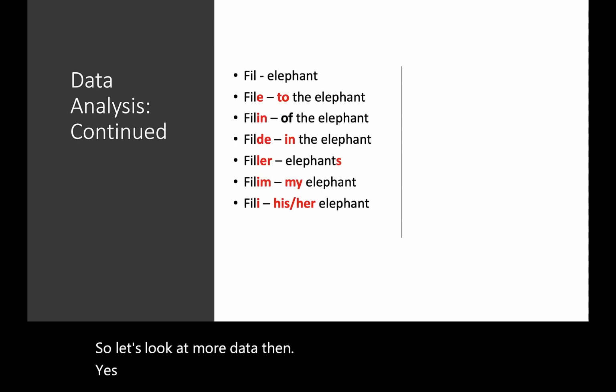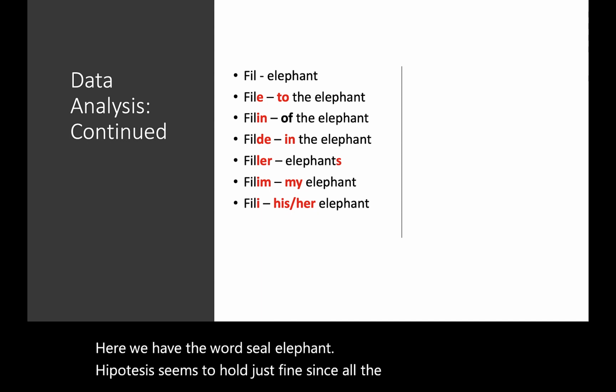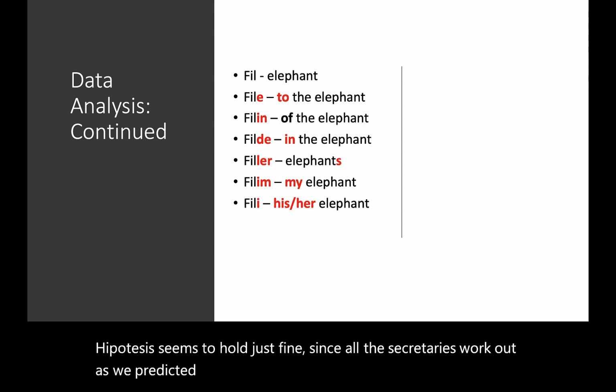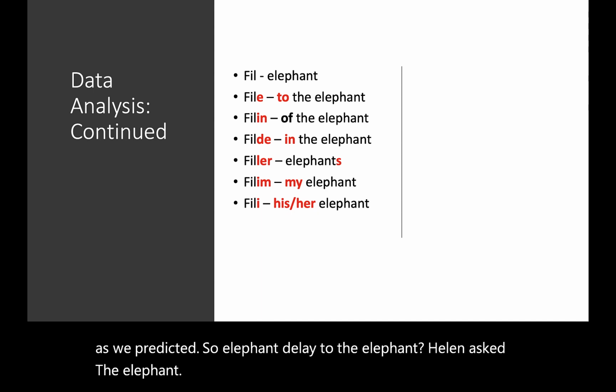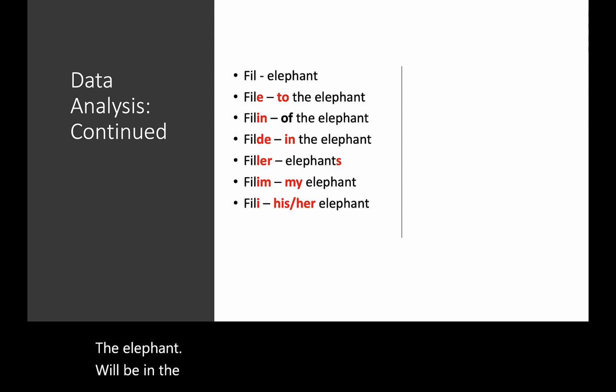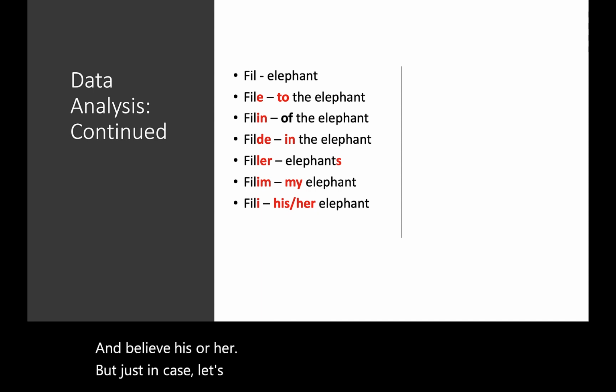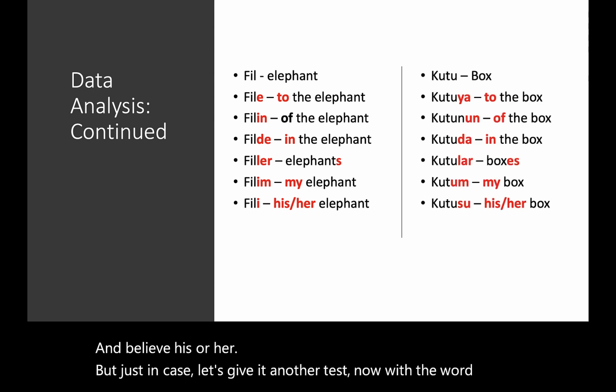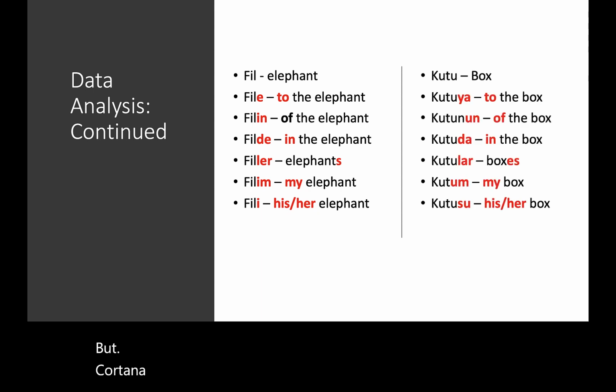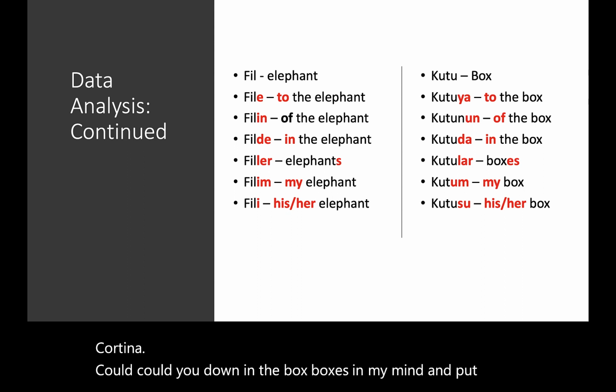Here we have the word fil, elephant. Our hypothesis seems to hold just fine since all the suffixes work out as we predicted. Fil, elephant, file, to the elephant, filin, of the elephant, filde, in the elephant, filler, elephants, filim, my elephant, and fili, his or her elephant. But just in case, let's give it another test, now with the word kutu, box. Kutuya, to the box. Kutunun, of the box. Kutuda, in the box. Kutular, boxes. Kutum, my box. And kutusu, his or her box.